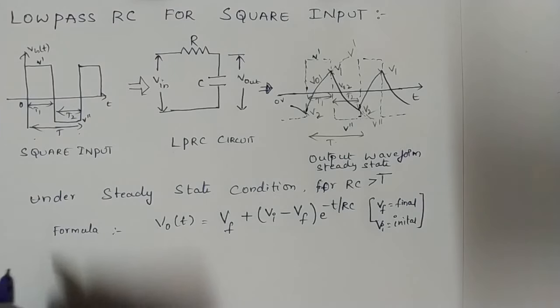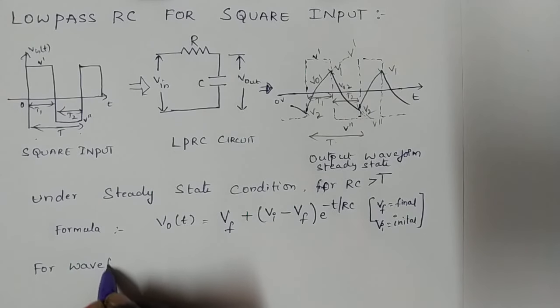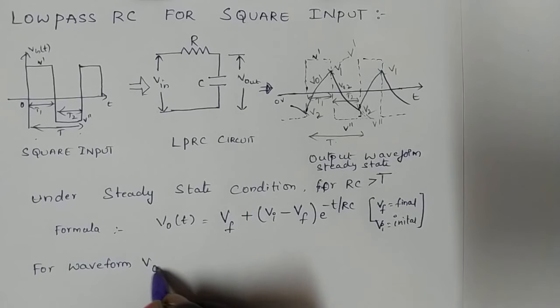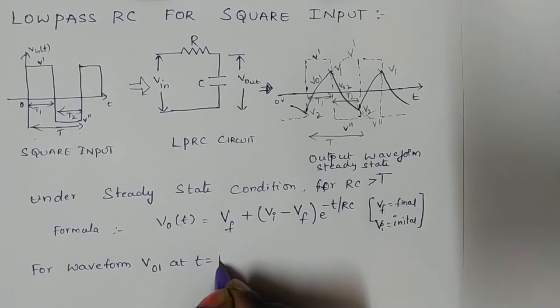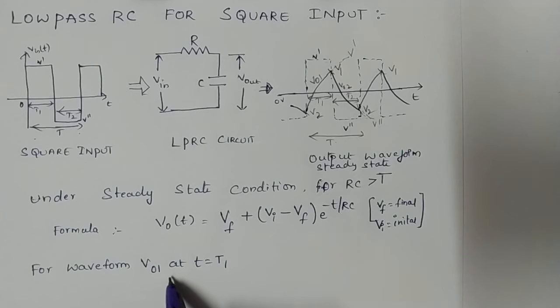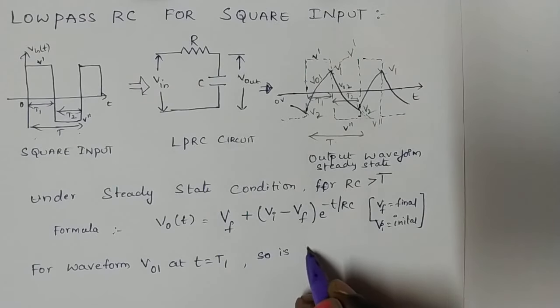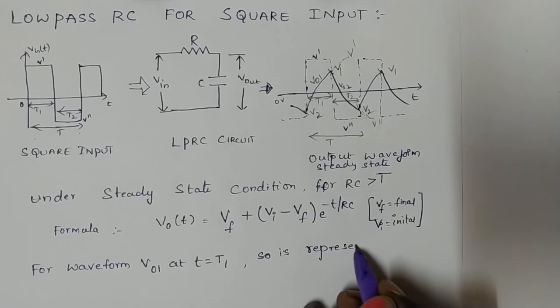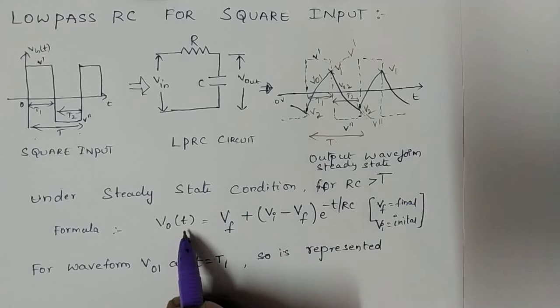Now, the formula for waveform V01. For waveform V01, at t equal to t1, that is from 0 to t1, the waveform V01 is represented as V naught of t. What is the output value we are getting here?